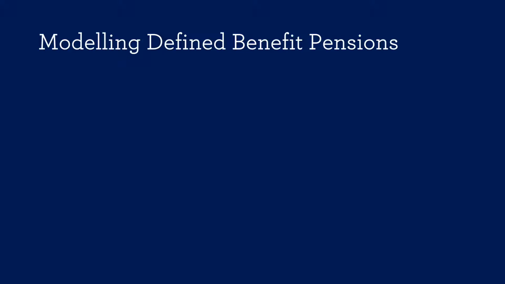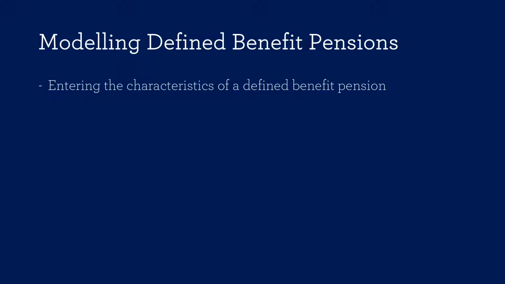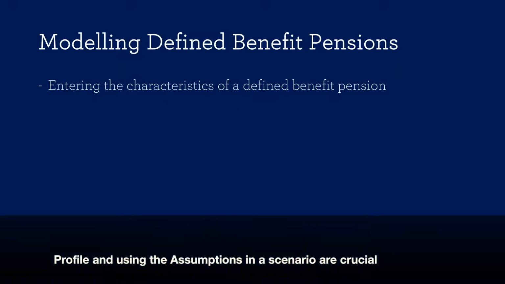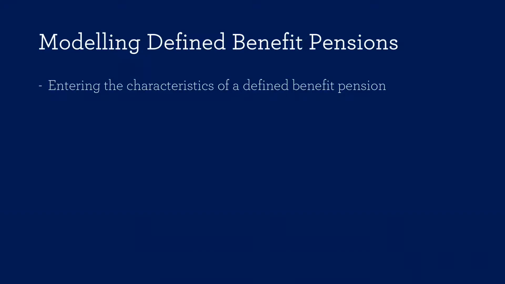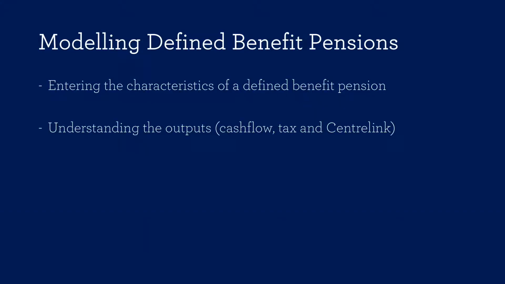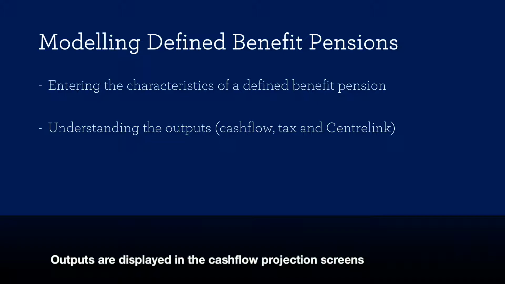We're going to take you through how to actually enter in accurately and comprehensively the details of a defined benefit pension, using a combination of both profile and, very importantly, using your assumptions to be able to reflect the characteristics of a defined benefit pension. We're going to be looking at the outputs associated with a DB pension, namely cash flow and tax and Centrelink.